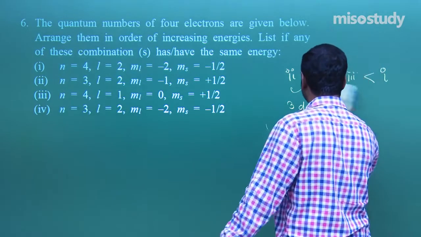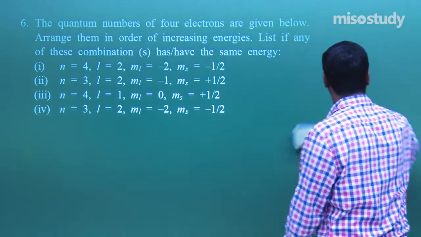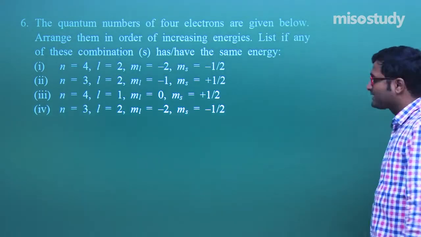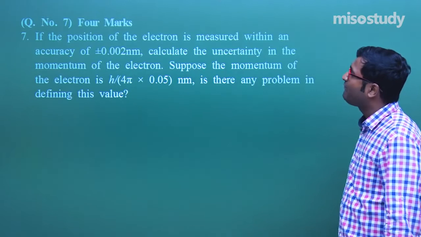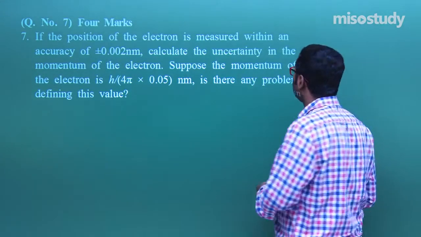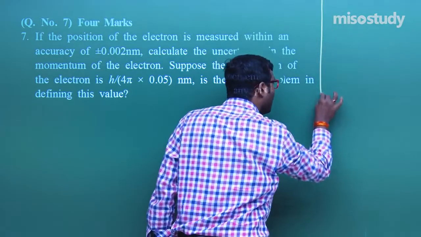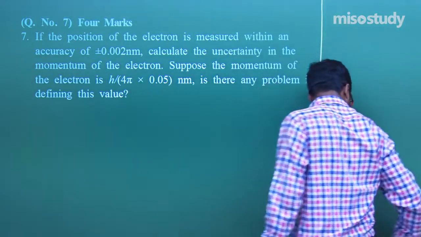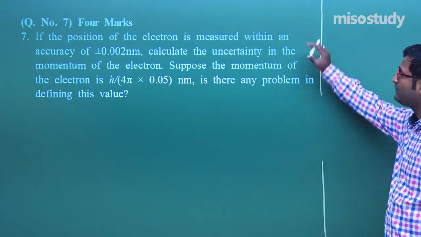Wait for a moment, let's move to the next section. What is given here? Check it out. Look at this, it is a 4 marks question. That means you require a complete explanation. First of all, read the question carefully.